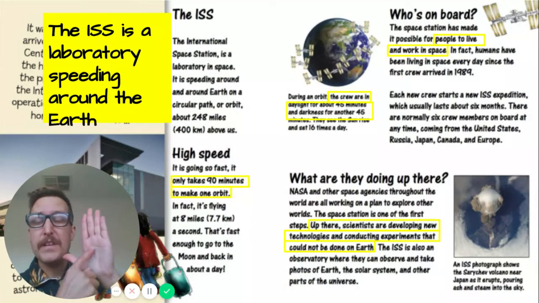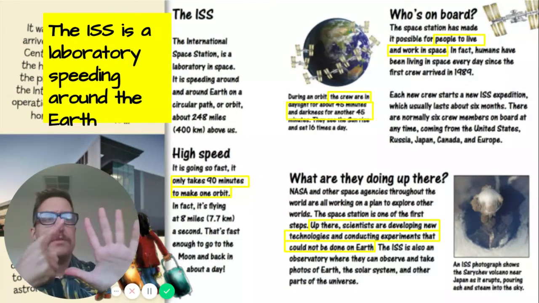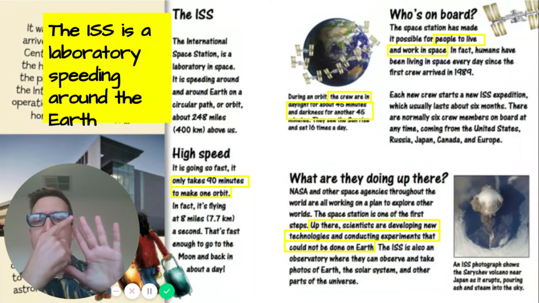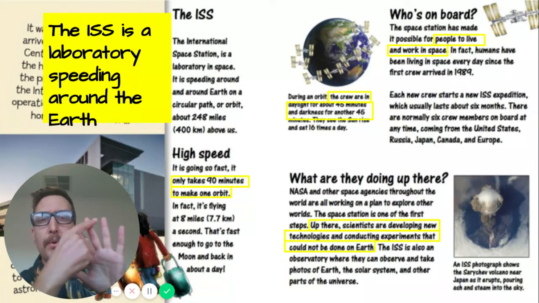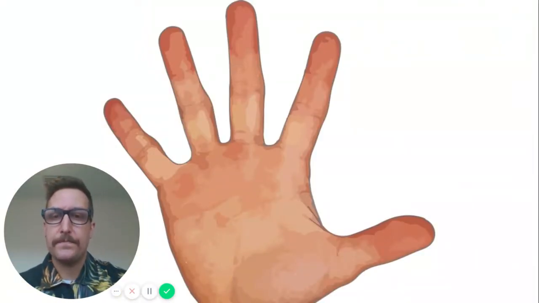So in here, I've said that the ISS is a laboratory speeding around the Earth. That's the main idea. And then I was able to find supporting details in the text that support the main idea that I have come up with. So here is the hand strategy today. Think of it as a high five or a wave, a friendly wave. And this is how you can map out your thinking around the main idea and supporting details.